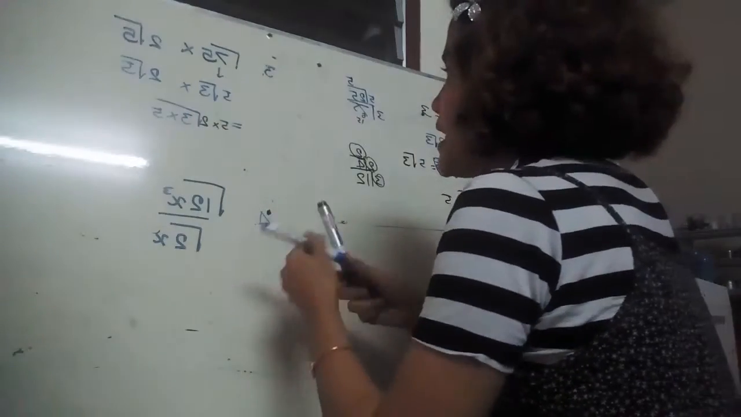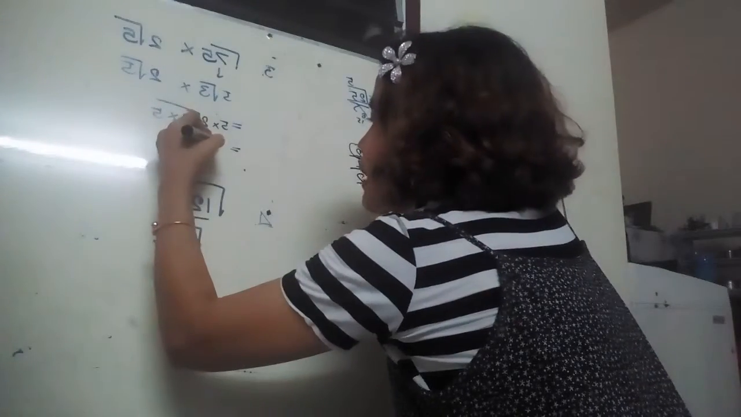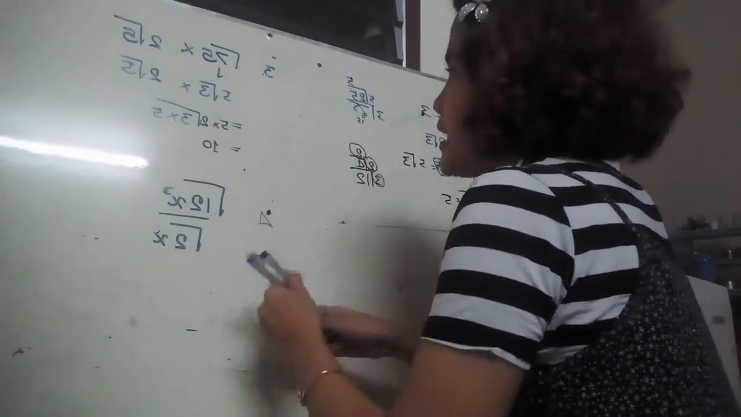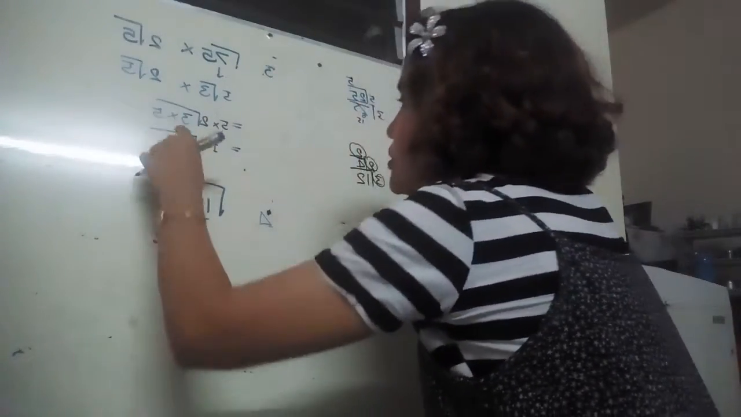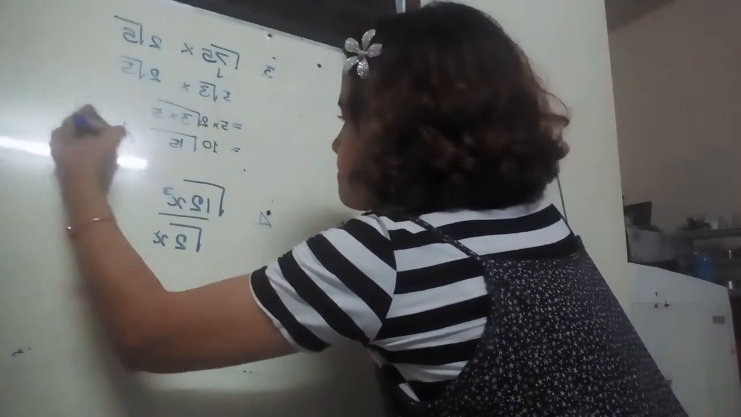So the answer is 5 times 2, 10. And then, how about inside the square root? 3 times 5, 15. The answer.